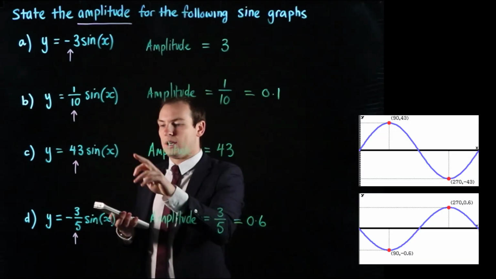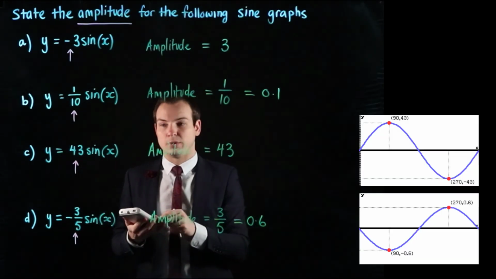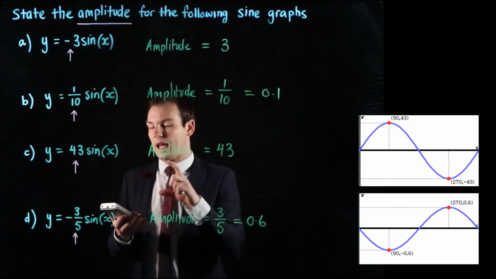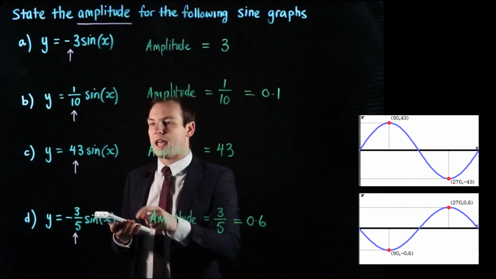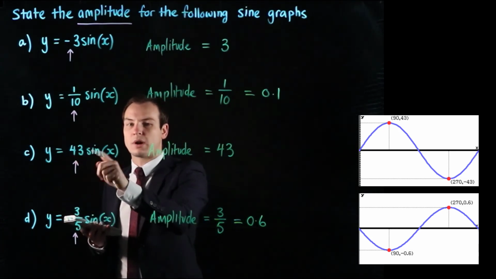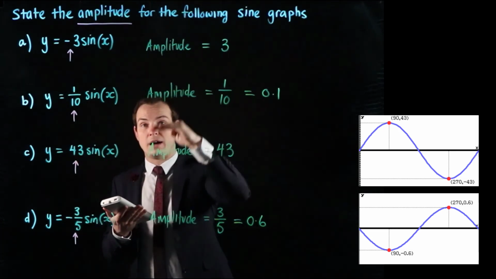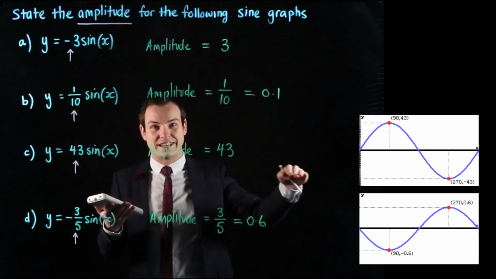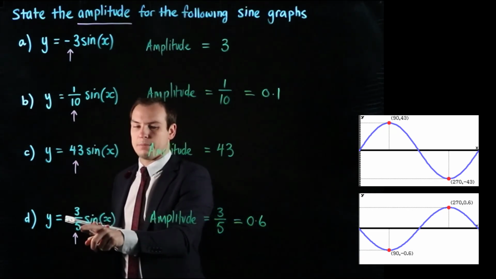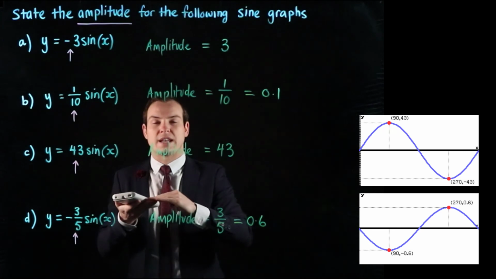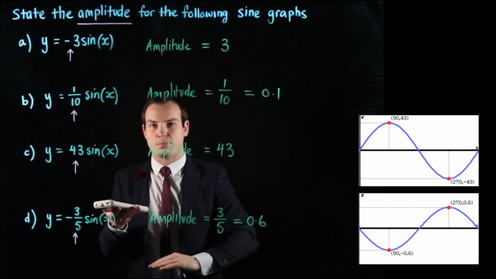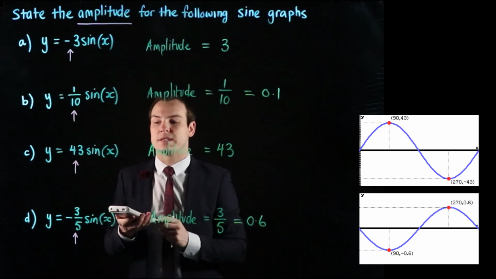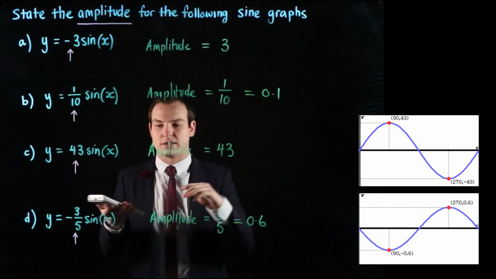So I won't go through the next two using the calculator fully, but I will put the CAS screens just over here as you can see. So you can see that the amplitude for this one is 43, and it goes 43 above and 43 below that center line. And this one here, the amplitude is 0.6 because it has a maximum of 0.6 above and a minimum of 0.6, or sorry, negative 0.6, which is below that center line.